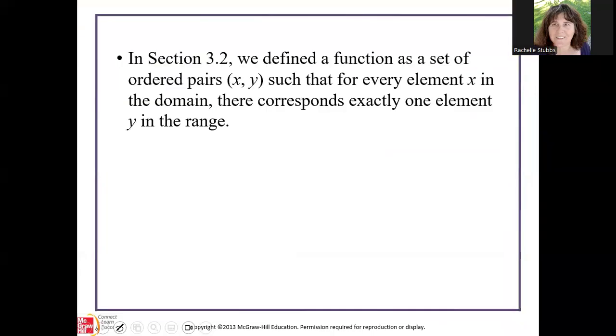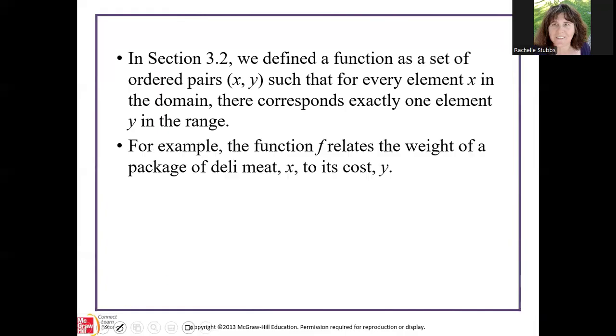In section 3.2, we defined a function as a set of ordered pairs x, y, such that for every element x in the domain, there corresponds exactly one element y in the range. We talked about how there could not be two x values with different y values. The x can only have one y value. We're going to move on with that idea in mind about a function.